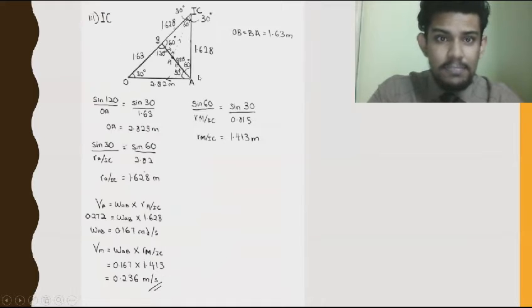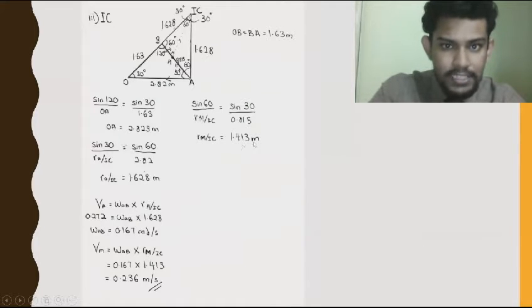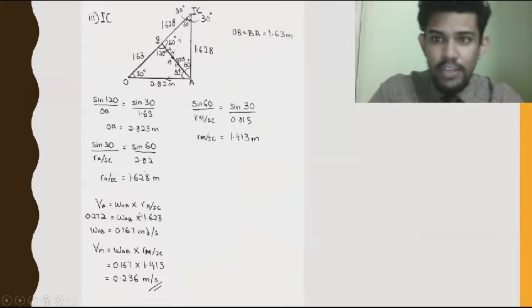Next one is the IC method. We just need the distance between M and the IC. We can get 1.413 meter. The velocity for A equals 0.272. We need to get the omega first, so that we can multiply it with the distance between M and the IC. Once we get the omega, we multiply with 1.413, and then we get 0.236.